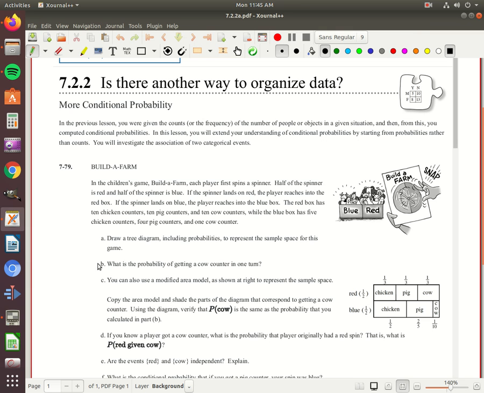Chapter 7, Part 2, Day 3. Alright, so more conditional probability.